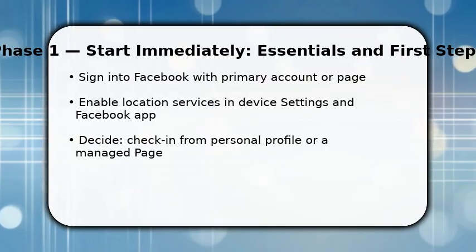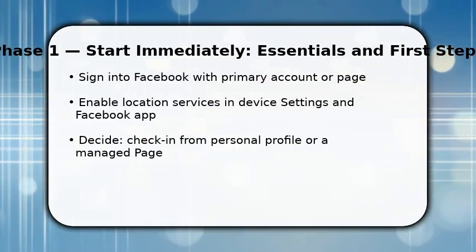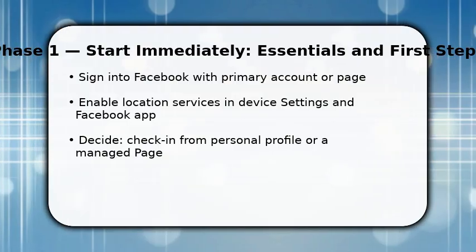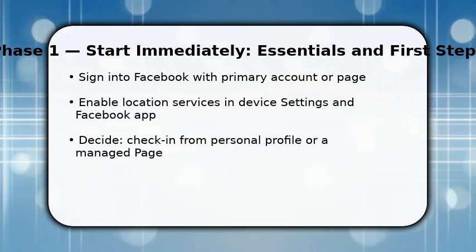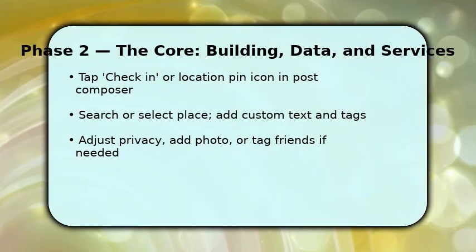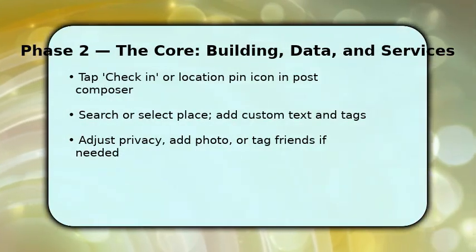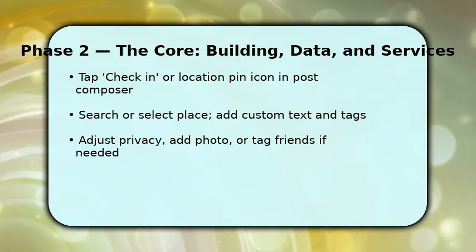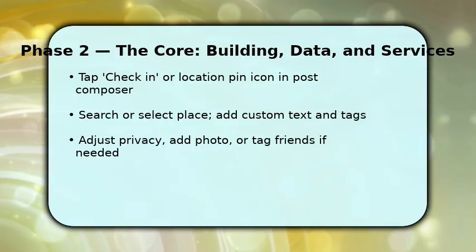This step starts the action now. Do not linger on settings, confirm permissions, and choose the correct identity before adding content or location. Once in the composer, tap check-in or the location pin icon to add a place. You can search for an existing business, landmark, or drop a custom pin.